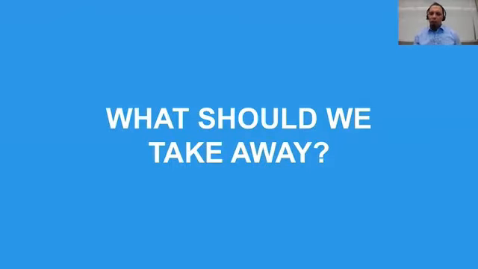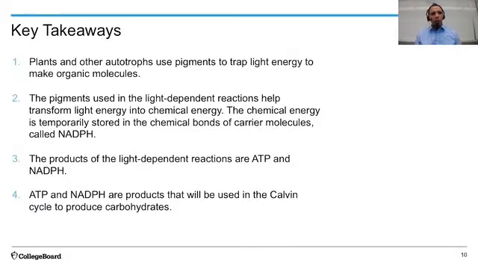So what should we take away from this video? There is a lot going on here, but here are key takeaways. Maybe you want to pause this and write down these key takeaways and go back to the video. Plants and other autotrophs use pigment to trap light energy to make organic molecules. The pigment used in the light-dependent reactions helps transform light energy into chemical energy. So again, a transformation process. The chemical energy is temporarily stored in the chemical bonds of that carrier molecule called NADPH. The products of the light-dependent reactions are ATP and NADPH.